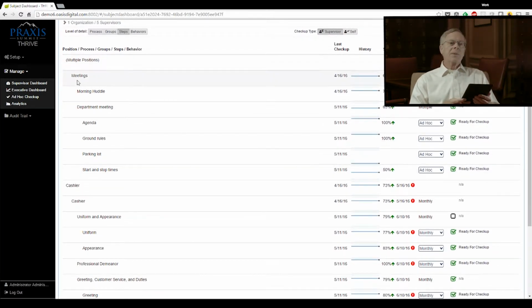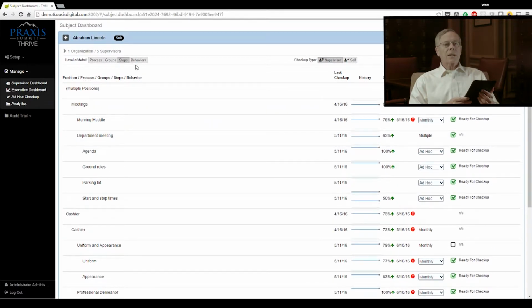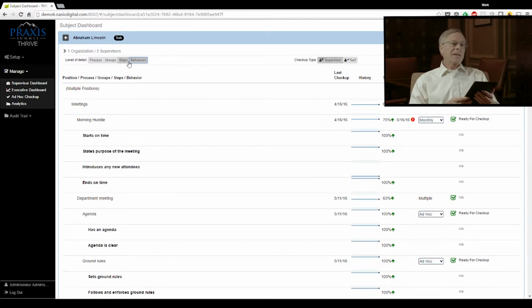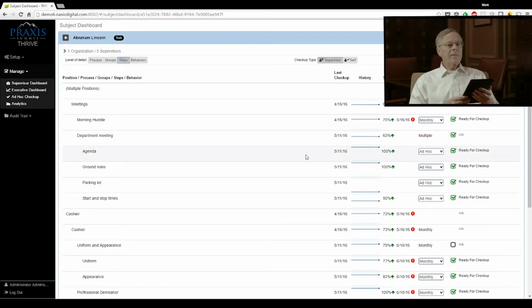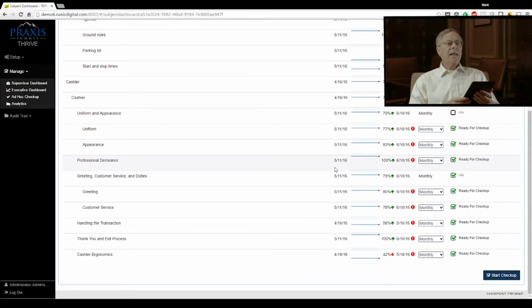So what the supervisor has in front of them is a list of the steps and the behaviors that they're looking at. And it's a simple process of the supervisor observing what the employee is doing and determining quickly whether the behavior exists or not. It's an exception system. If the behavior is fine, the way it exists, they don't do anything. If something doesn't exist, they simply unclick a check mark and go on.